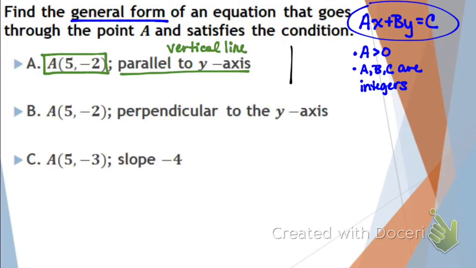All right, so I'm just going to do a real quick sketch here. 5, -2 is like here. And we said we want a vertical line through that point.